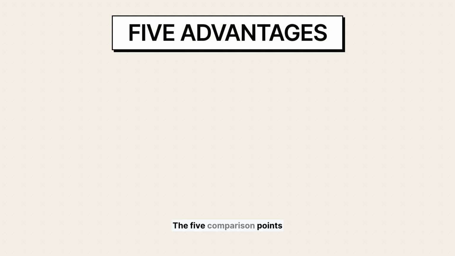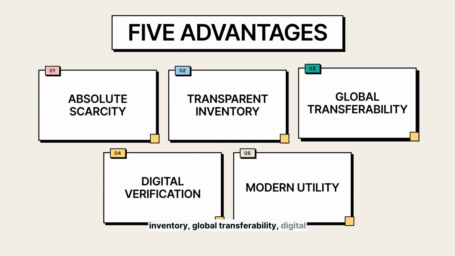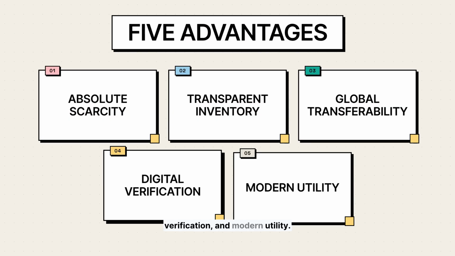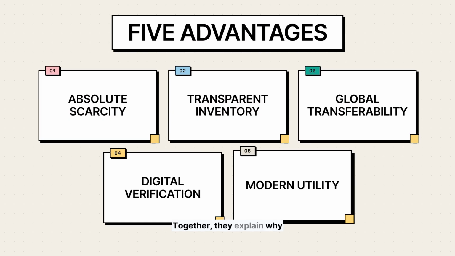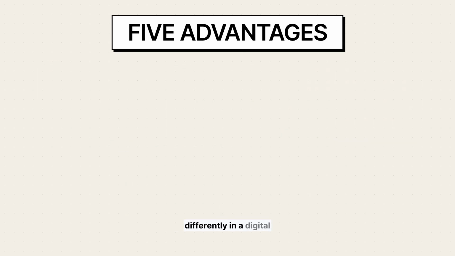The 5 comparison points are absolute scarcity, transparent inventory, global transferability, digital verification, and modern utility. Together, they explain why a new generation of capital may evaluate safety differently in a digital age.